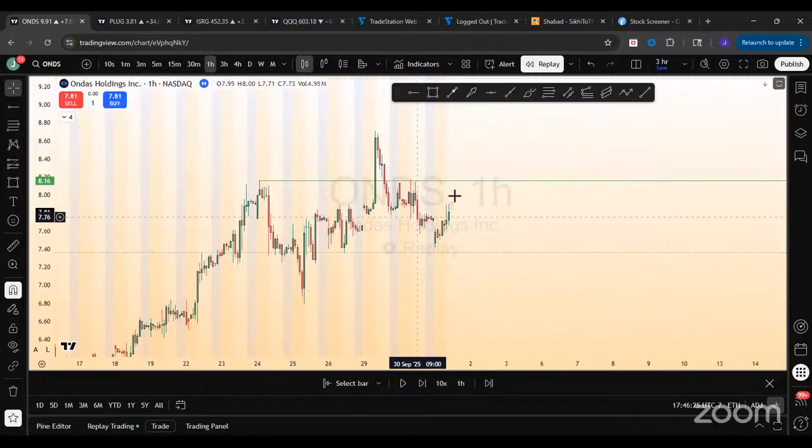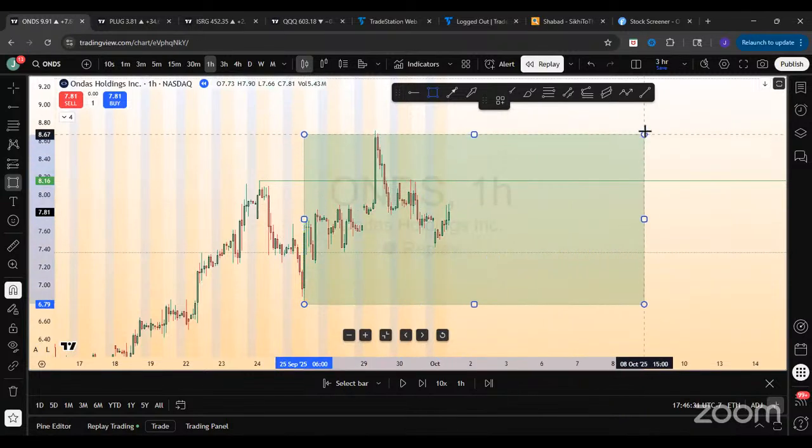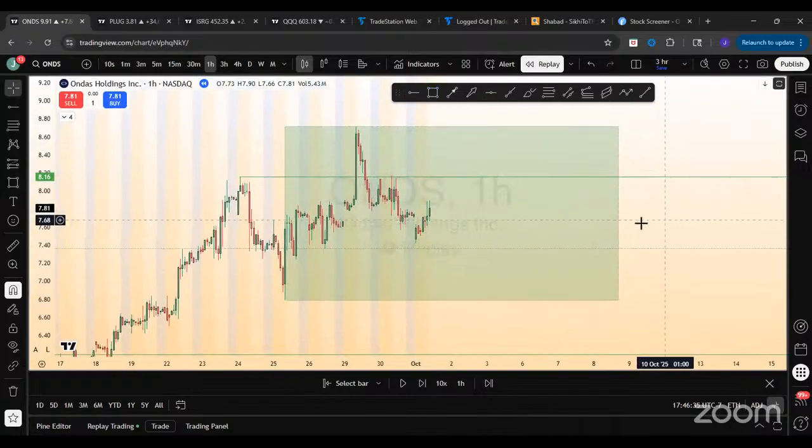So now again, where is the structure here? Swing low, swing high. Okay. Now what date is this? This is super for you.